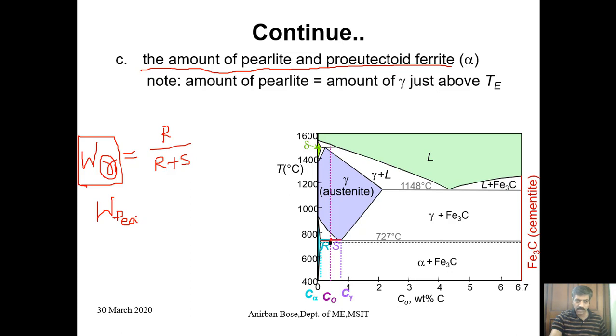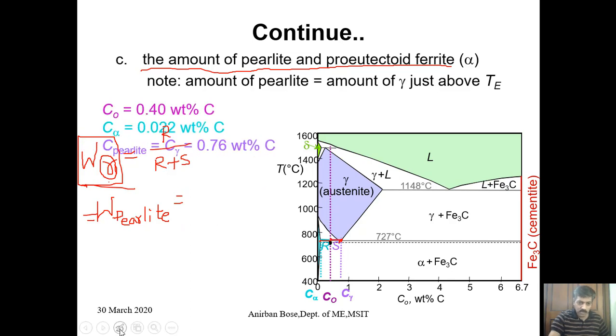What is the fraction of pearlite present? This is all the same. These and these are same. So now you can easily find out what this R is: this composition minus this composition. And what is R plus S? That is this composition minus this composition. So then we can find out what fraction is pearlite. So what fraction will be pro-eutectoid ferrite? Simply we will subtract from 1 and we can find that out.